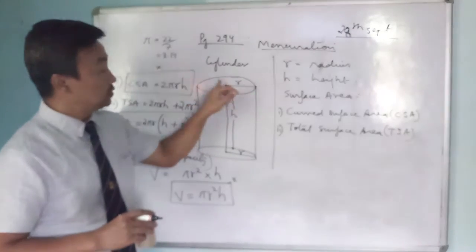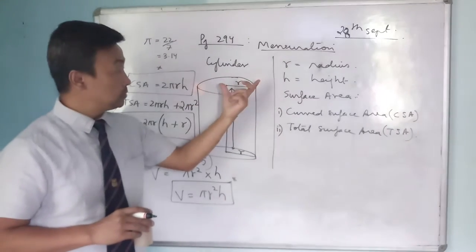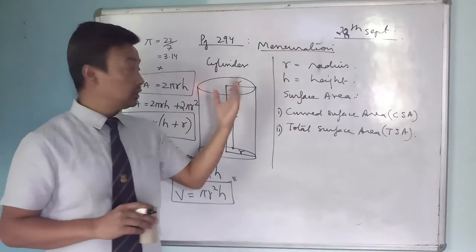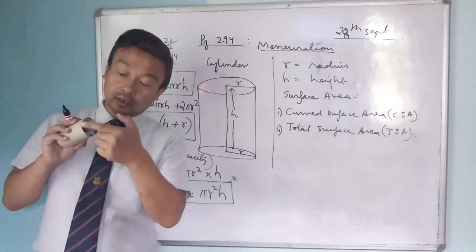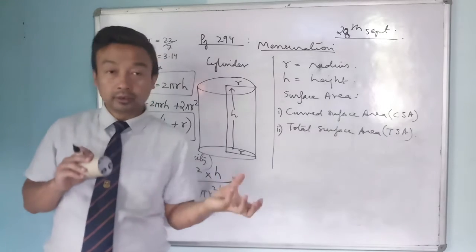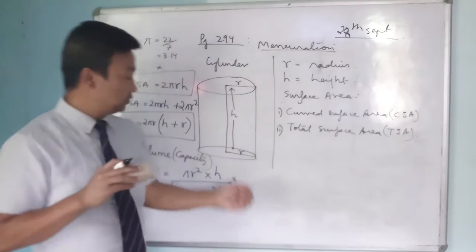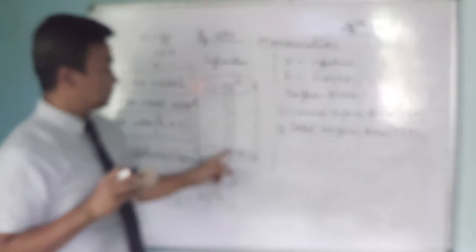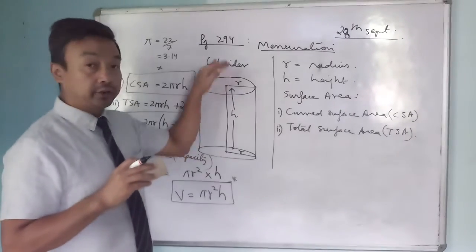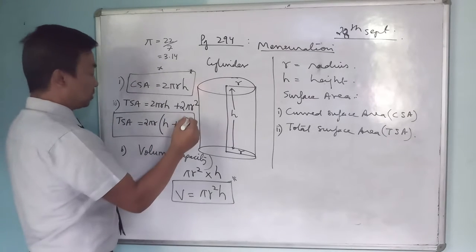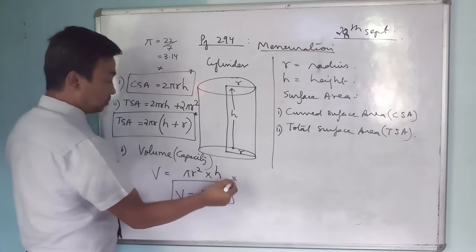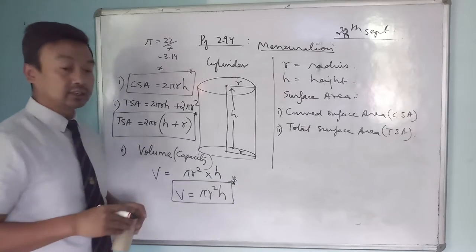The radius you have to keep in mind. If sometimes in place of radius you will be given the diameter, the diameter is the double of the radius. If diameter is given, then you divide by 2, then you will get the radius. Then height is there, it will be a vertical height. So these three formulas are very, very important in terms of a cylinder.